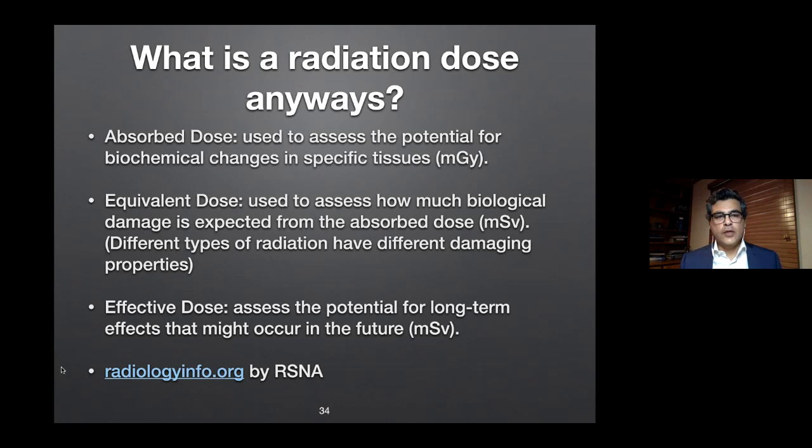Different types of radiation have different damaging properties. X-rays will have a different kind of equivalent dose, and alpha particles, beta particles, or gamma rays will have a different kind of dose for the same amount. And then the effective dose. The effective dose assesses the potential for long-term effects that might occur in the future, and this is also measured in millisievert.